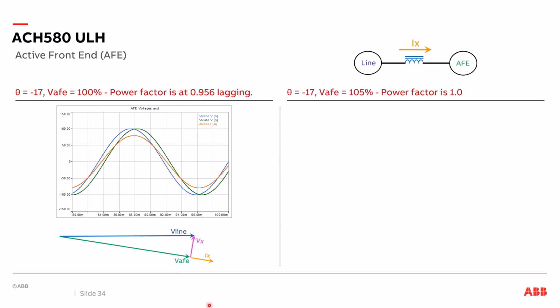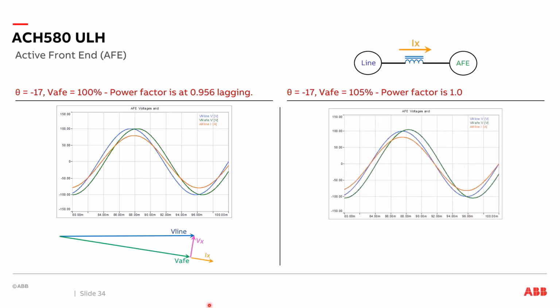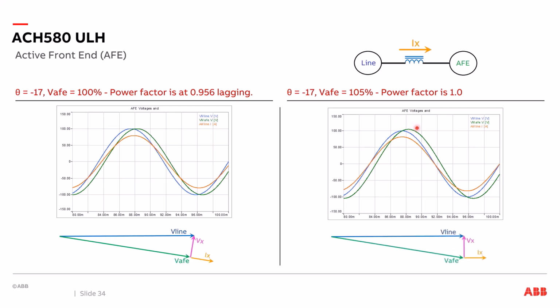So how do we correct for this? If we leave our phase angle at negative 17 degrees and change the voltage of the active front end to 105%, we can line up our power factor. So let's look at this here. In blue is the voltage of the line. The voltage of the active front end is 105% of the voltage of the line, so it's a higher voltage. It's lagging by negative 17 degrees, but the results are what happens in the phasors. When we look at that, the voltage of the line has not changed, but increasing the voltage of the active front end has created a Vx. That's 90 degrees to the voltage of the line.